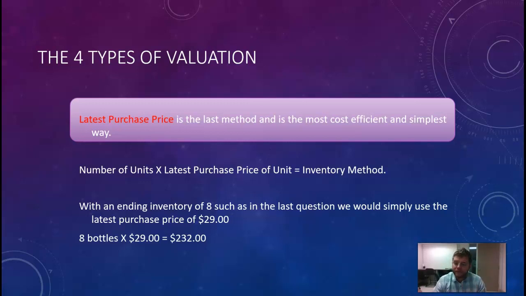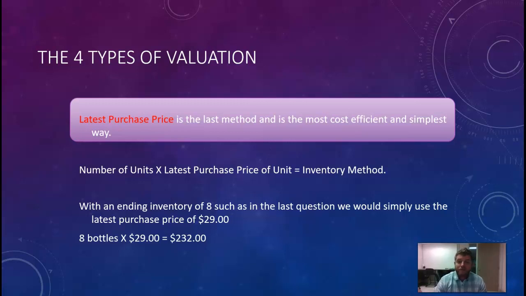The reason that we do this is quite simple. When you think about buying these items, the latest purchase price is what I can reasonably expect to pay if I need more. So if yesterday I spent $29 on it, and I have to go buy some more today, I would probably assume it would cost me $29.